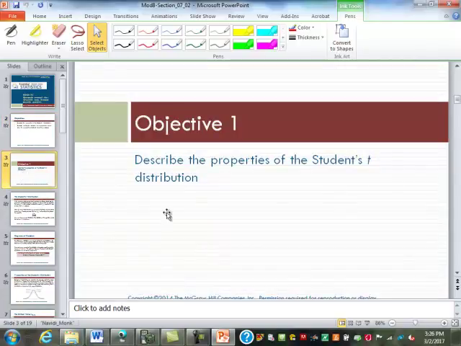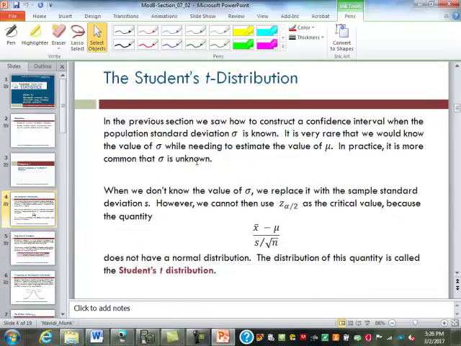So let's look at the Student t distribution. We've seen the normal distribution stuff, and the t distribution works the same way. It's a normal-like curve, but it's slightly narrower or wider depending on the sample size, whereas the normal curve doesn't change no matter what the sample size is. If we don't know the value of the population standard deviation, we can replace it with the sample standard deviation. That's the key here. We don't know the population standard deviation, so we're going to replace it with the sample standard deviation.